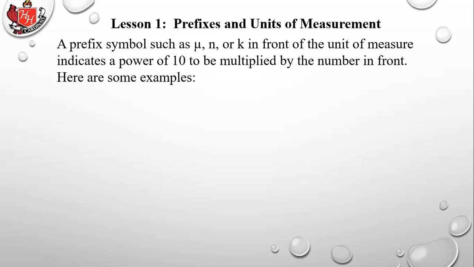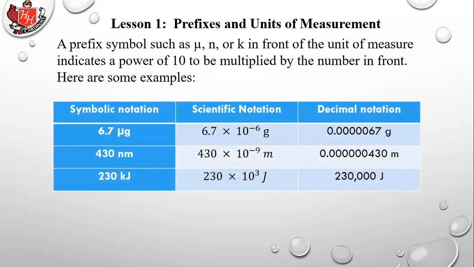A prefix, such as a symbol such as mu, n for nano, or k for kilo, in front of a unit of measure indicates a power of 10 to be multiplied by the number in front. Here are some common examples. So 6.7 micrograms is the way that would be read. Again, go back to that chart; you have a copy in your reference sheets that you can look at.